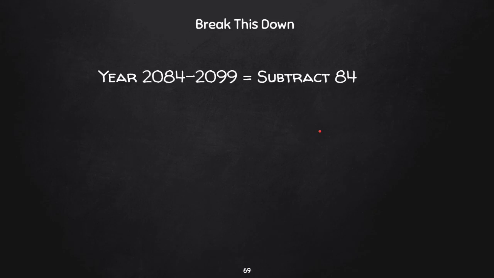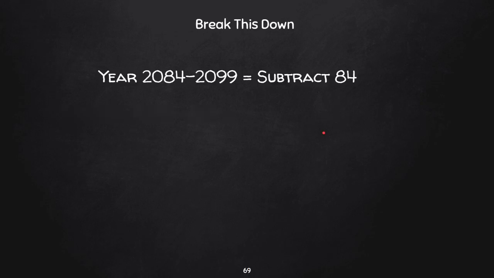Similarly, whenever you have a given year in the range from 2084 to 2099, you simply subtract 84 from that year, and you will get the respective year in the range from 2000 to 2027.